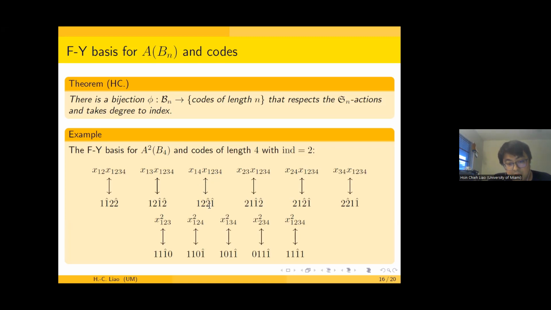And the degree corresponds to the index. We can see it from this example. We can see x_{2,3,4}. So we put 1 at positions 2, 3, 4, and the degree is 2. This means f(1) is 2. So here we will put the mark here. So from this bijection, we see that the codes and the monomial bases are kind of the same thing.